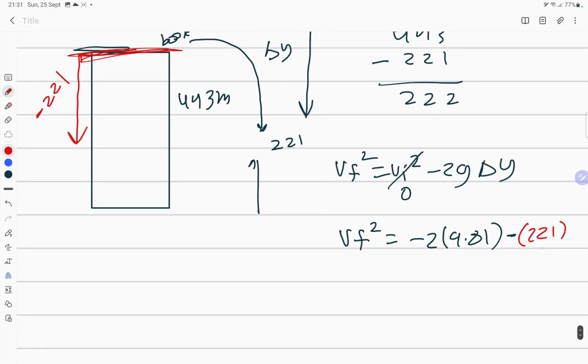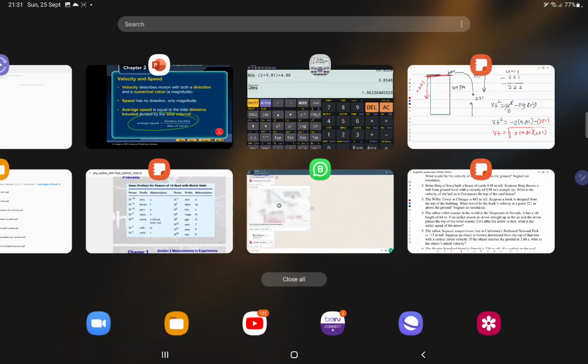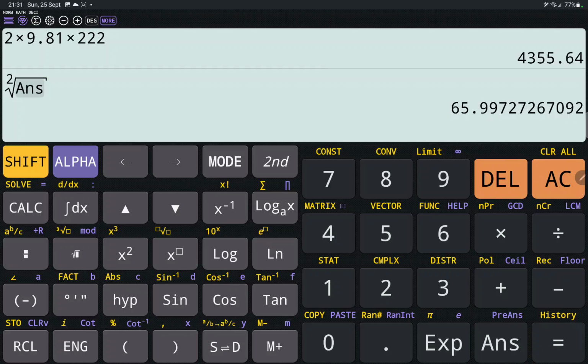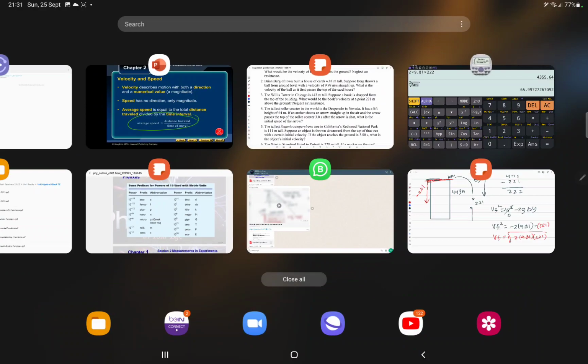So V final square is 2 times 9.81 times 222, because the negative cancels the negative. Let's check that. Hopefully we finish this. Take the square root. Oh my god, again. Shift. Okay, this is not the answer. Here is the answer. Yeah, 66 meters per second.